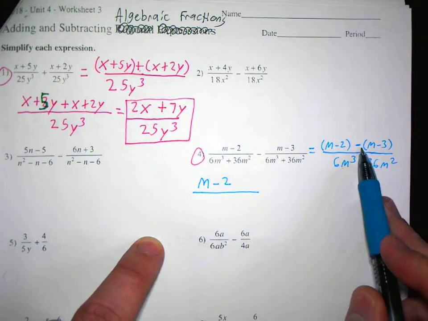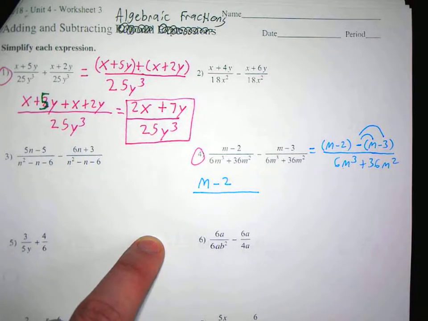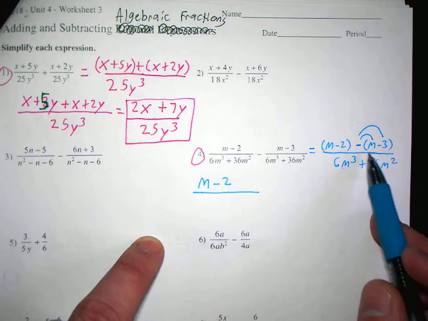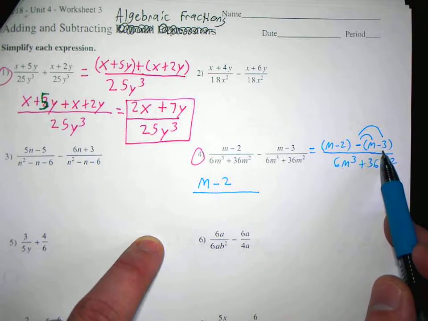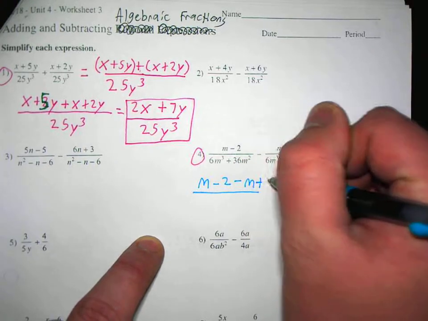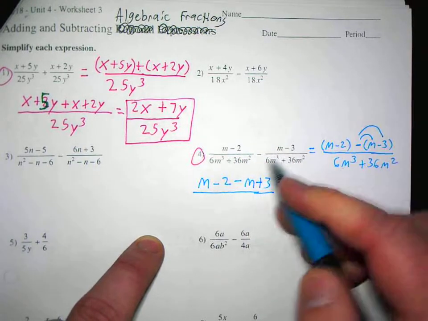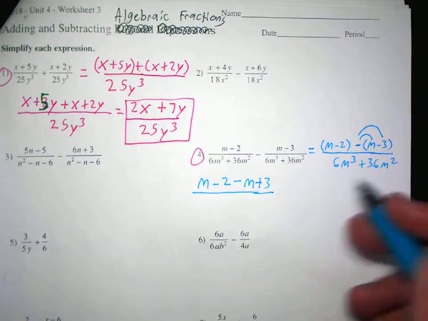And then here, what does a negative sign do when it distributes? Change the signs, right? So that's going to change that from a positive n to a negative n, and from a negative 3 to a plus 3, right? So that's the key thing kids forget when they subtract, is that it's going to change the signs in the numerator on the second fraction. Bring down this one.